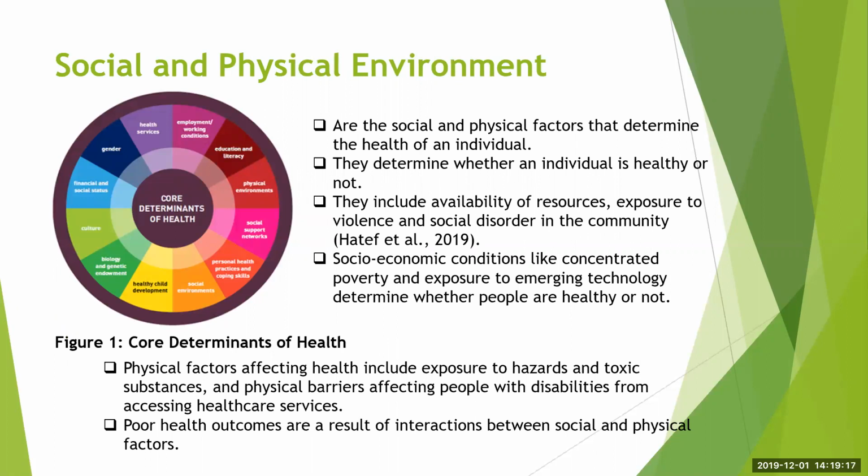Social and physical environment are the social and physical factors that determine the health of an individual. They determine whether an individual is healthy or not. They include availability of resources, exposure to violence, and social disorder in the community. Socioeconomic conditions like concentrated poverty and exposure to emerging technology determine whether people are healthy or not. Figure 1. Co-determinants of health.